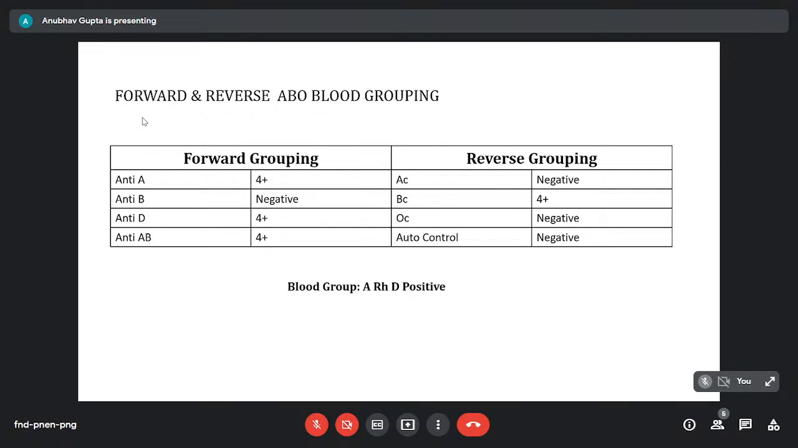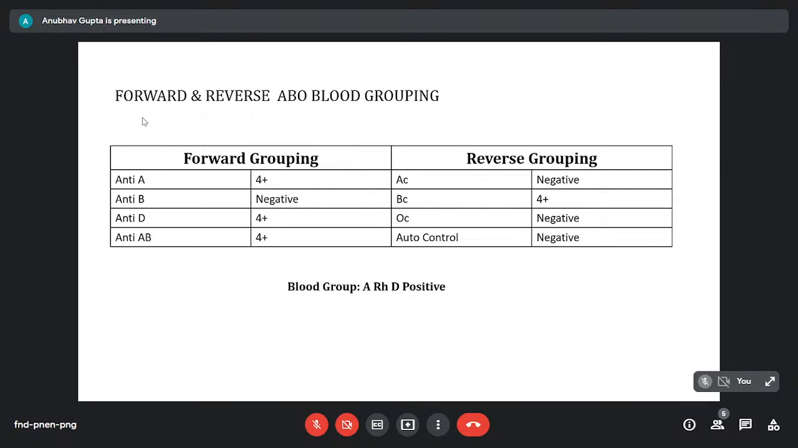The second control is anti-AB, which you are using. Anti-AB antisera should react only when you have A antigen or B antigen or both. If you have O blood group, then anti-A antisera and anti-B antisera should be negative. If anti-A antisera and anti-B antisera are negative but anti-AB antisera is positive, that means your test is invalid or you are harboring some kind of subgroups. Getting my point?